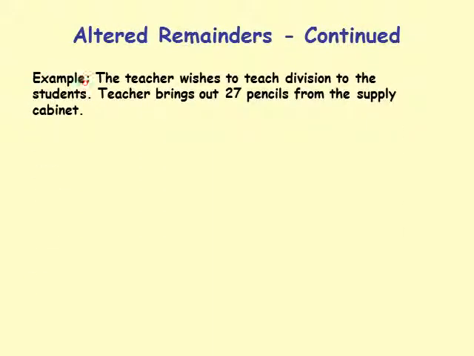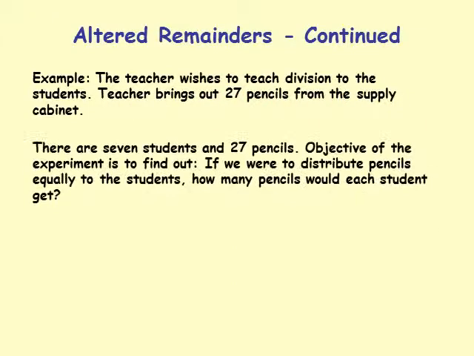Let's continue here. We will use an example to illustrate altered remainders. A teacher wishes to teach division to the students, and brings out 27 pencils from the supply cabinet. There are 7 students and 27 pencils. The objective of the experiment is to find out, if we were to distribute the pencils equally to the students, how many pencils each student would get. Let's see how we do that.